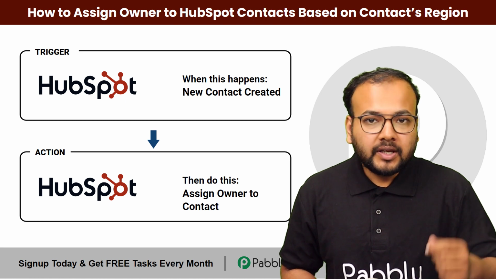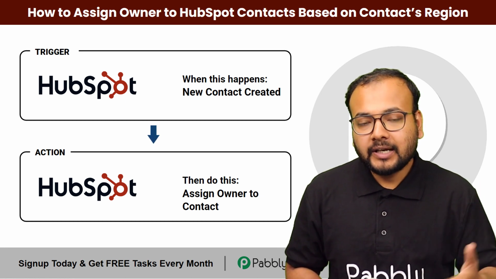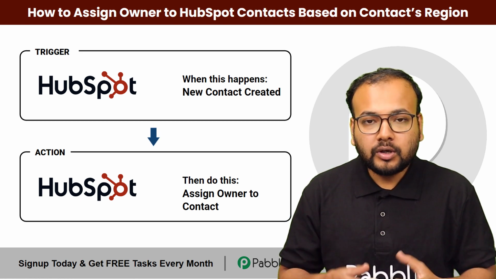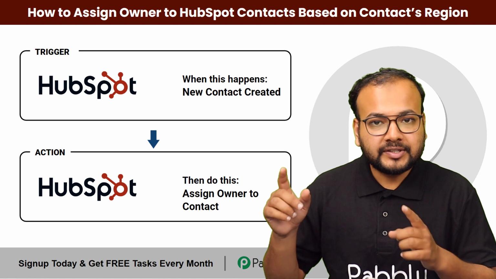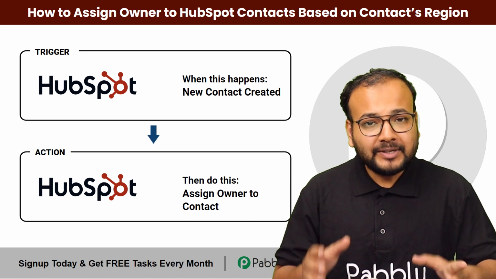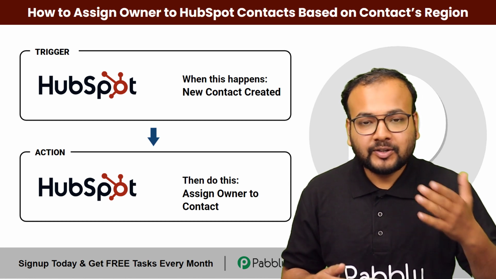For example, if you added a new contact which is based in Ireland or United Kingdom, this automation is going to automatically assign an owner to this contact which is from the same location so that they can communicate properly. So your time will be saved and you can focus on converting and nurturing your leads or contacts.